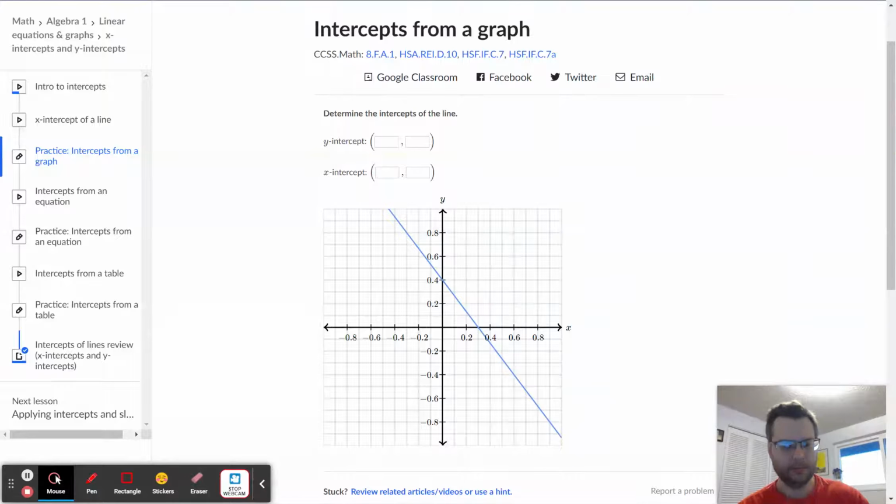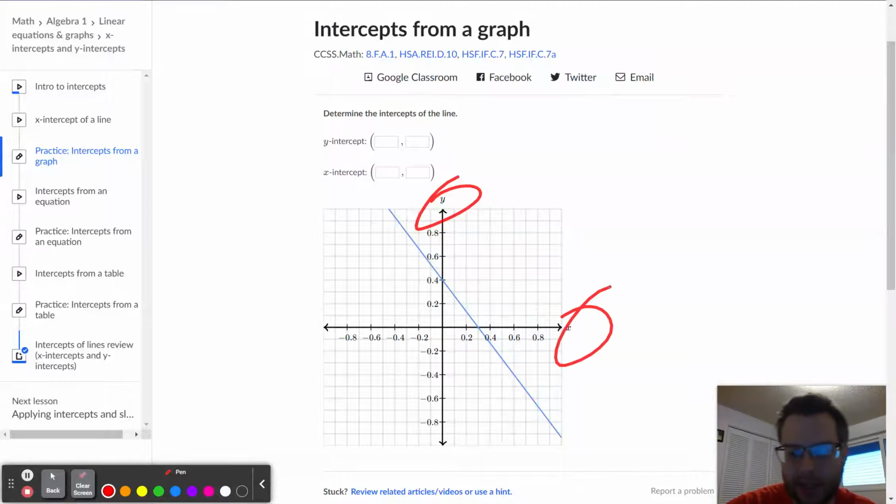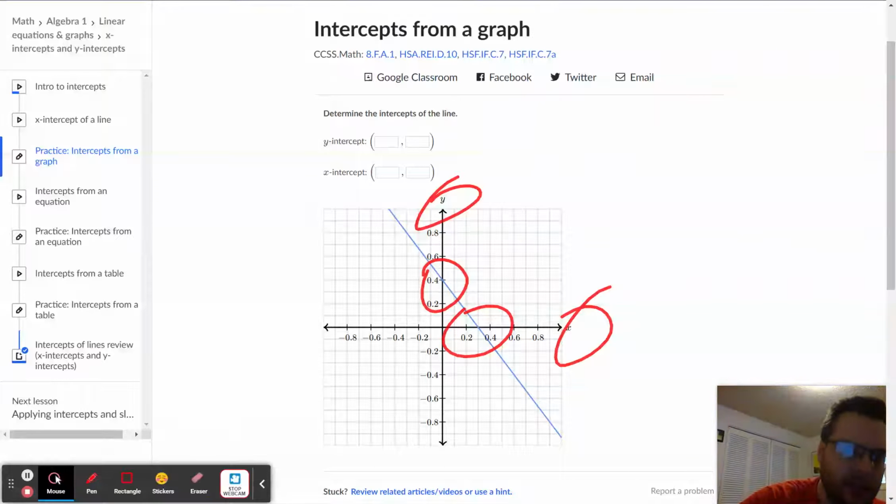This is the most straightforward because all you really have to remember to complete these problems is that this is the y-axis and this is the x-axis. So when I'm looking for the y-intercept, I want to find that point, and the x-intercept is that point right there. To me, it looks like the y-intercept is touching at 0.4.